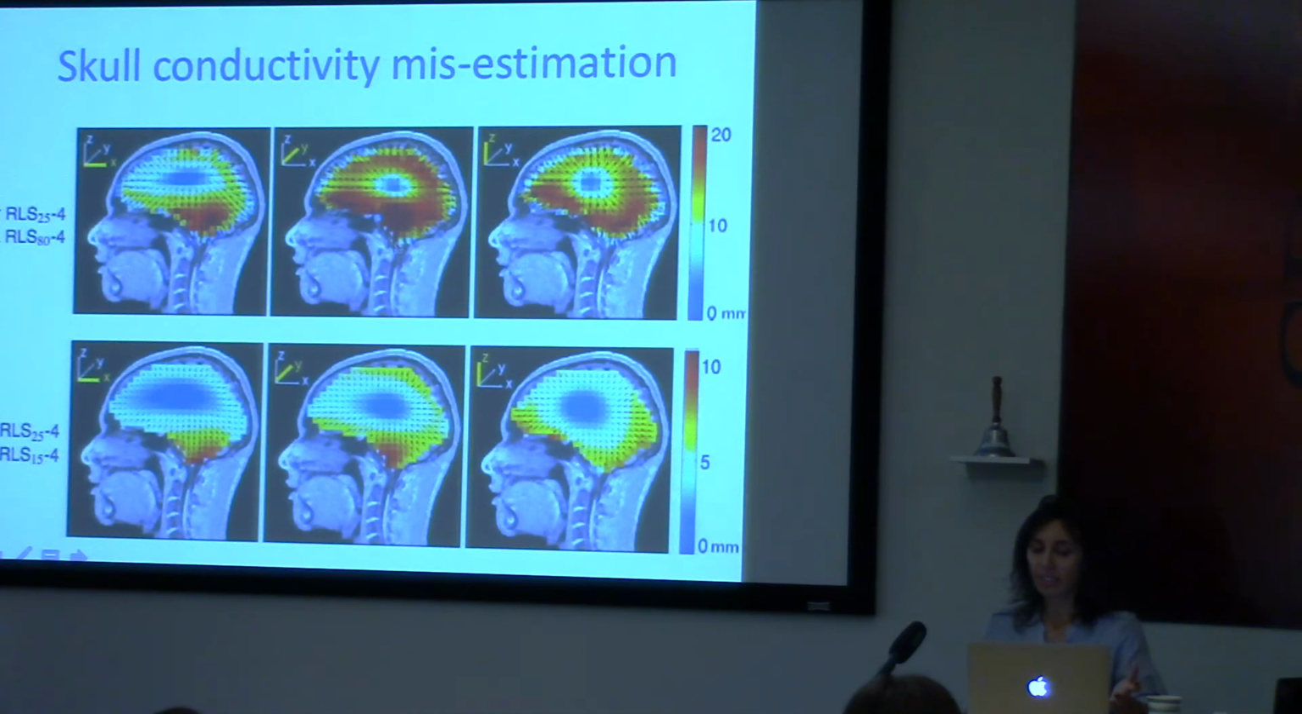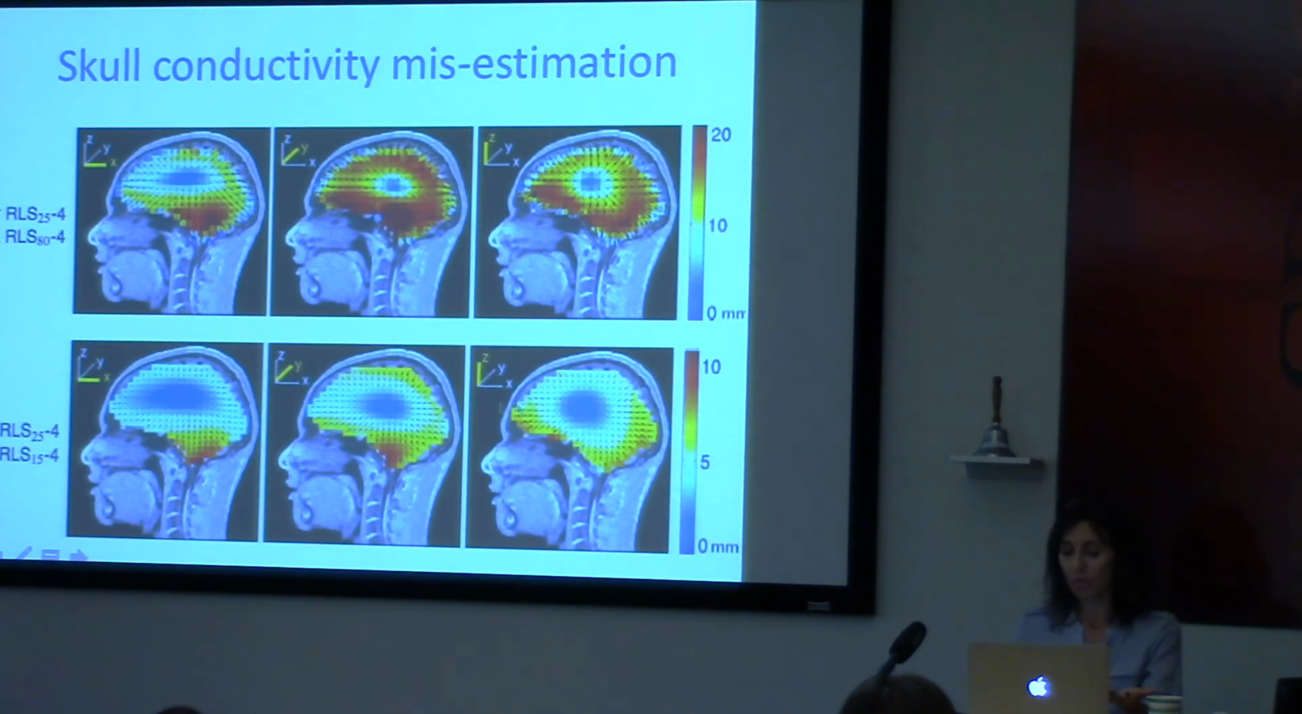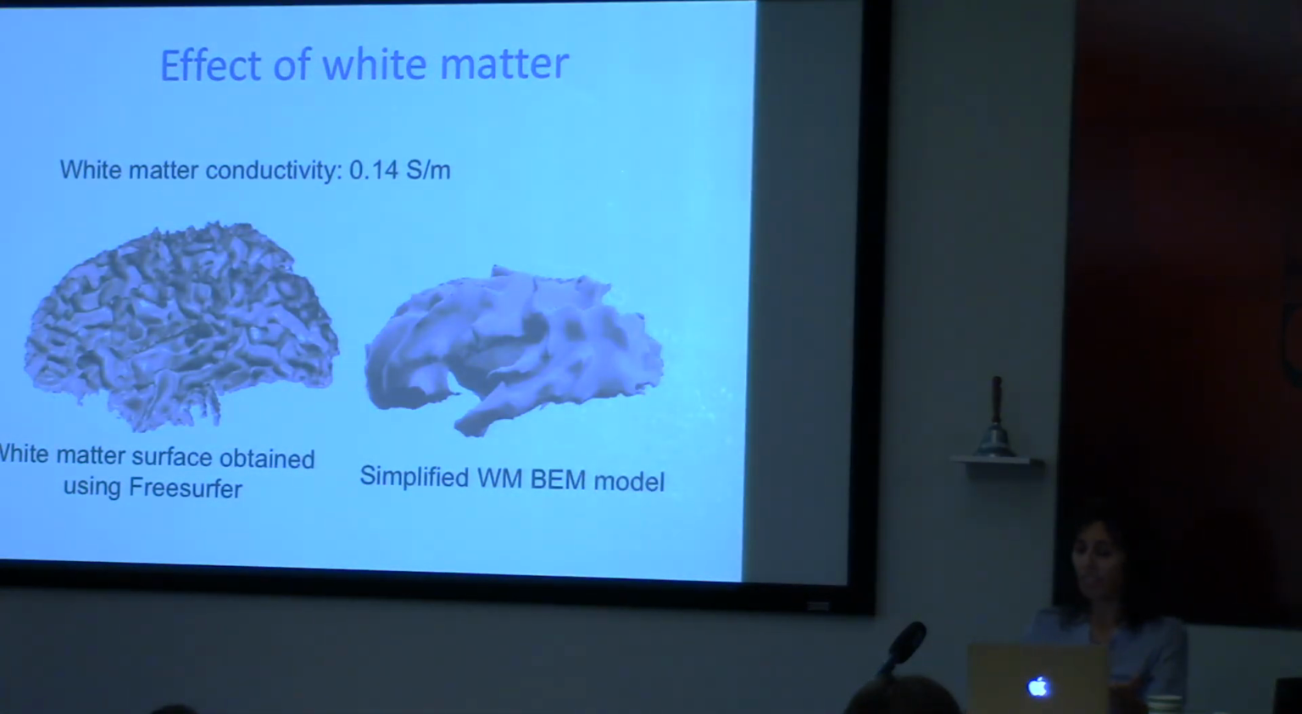And these errors are very significant because they are all in the cortical region here. And if we use 15 instead of 25, then we would still get source localization errors up to 1 centimeter. So these are really huge errors that we need to overcome. And in my talk in the afternoon, I will talk about how we estimate skull conductivity and EEG source locations using EEG and MRI of the subjects.